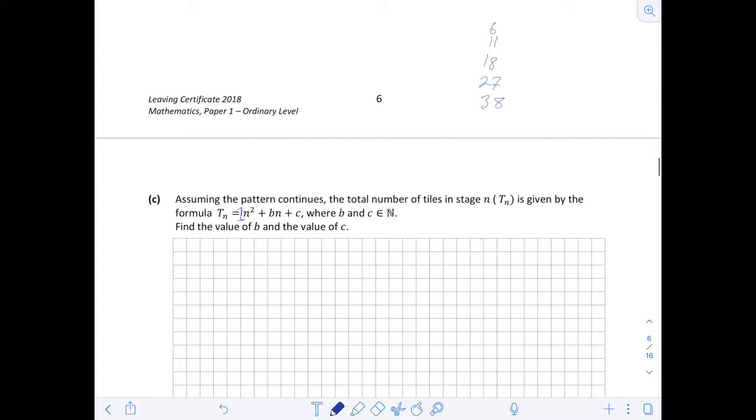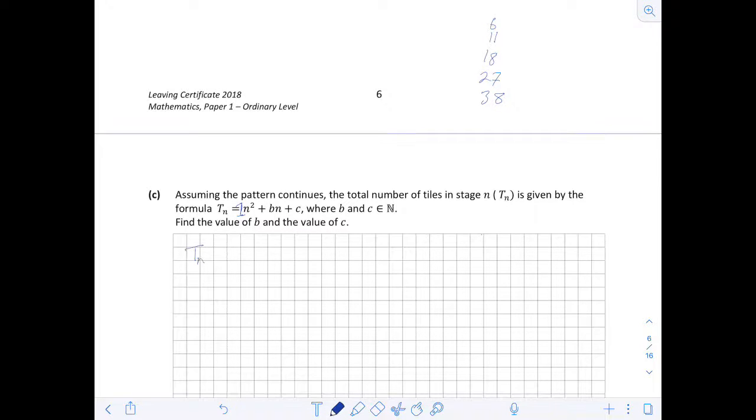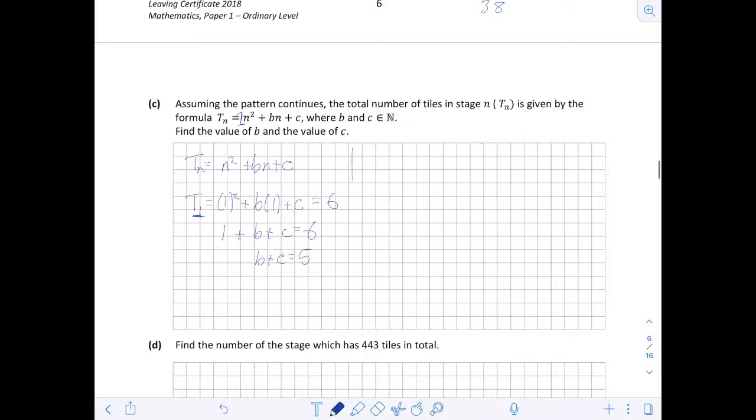Okay, so if the pattern continues, the total number of tiles in stage n is given by the formula. Okay, right, now we're finding b and c. So we're told that Tn is equal to n squared plus bn plus c. Therefore, I know that T1 is equal to 1 squared plus b times 1 plus c. But that's also equal to T1, which is this thing up here, equal to 6. So I now have 1 plus b plus c is equal to 6. So I have b plus c is equal to 5. So that's one of my equations that I'm going to use.